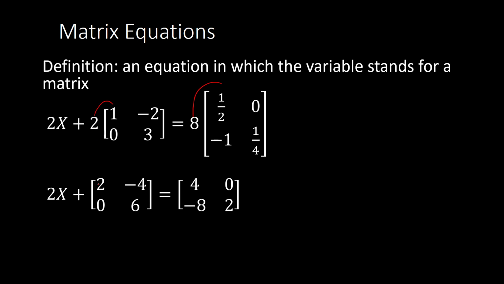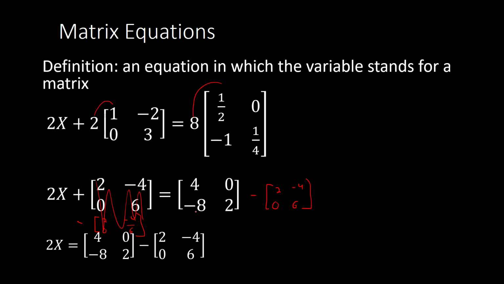So 2 times the first matrix, I get 2, negative 4, 0, and 6. 8 times 1/2 gives me 4, 8 times 0 is 0, and then 8 times negative 1 is negative 8, and 8 times 1/4 would give me 2. So to solve for x, just like any equation, I need to get rid of the 2 and then get rid of this matrix as well. So to get rid of this matrix, I need to subtract this matrix over to the other side. So I'm going to subtract this 2, 0, negative 4, and 6, and so this will cancel. And same thing over here, subtract the 2, 0, negative 4, and 6.